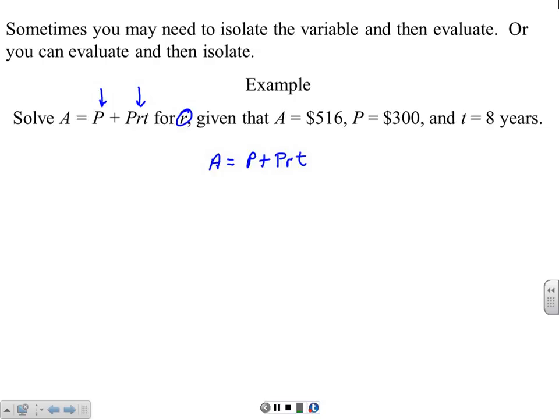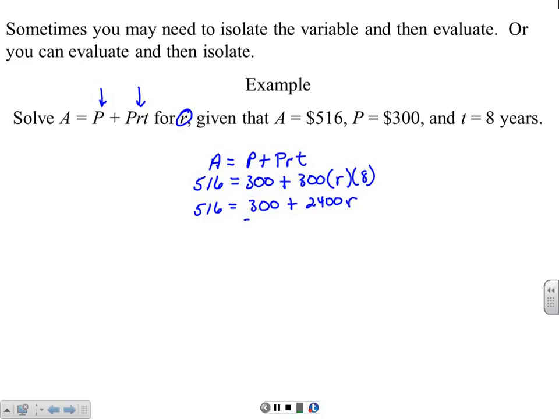So my accumulation, what I'm going to bring home is $516. My principal is $300 plus my interest. And remember, to find the interest, you're going to have 300 times your rate, which is what we're looking for, times your time, which is chapter 2. We need to get r by itself. So let's simplify first. We're going to have 516 is equal to 300 plus 300 times r times 8 is 2400r. So we need to solve this equation for r.